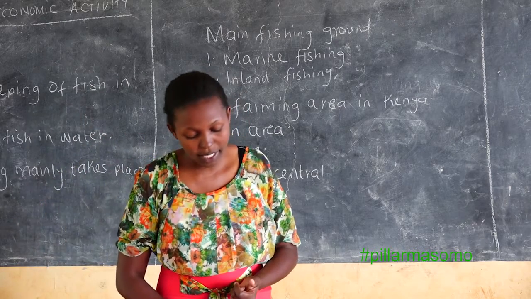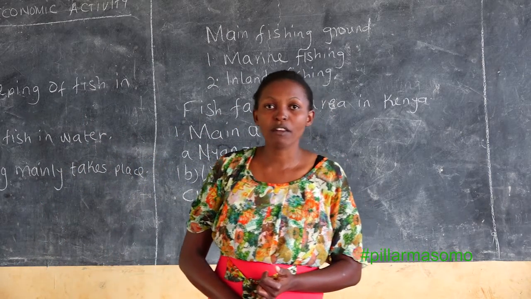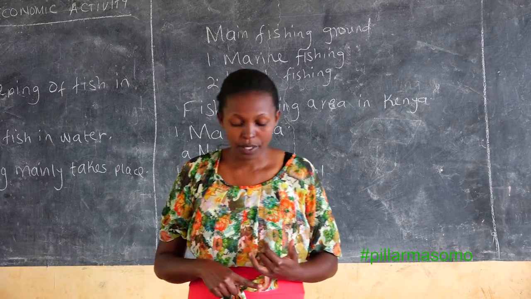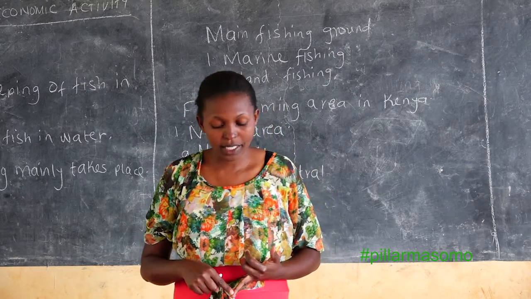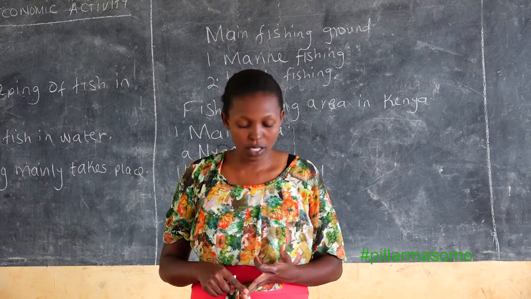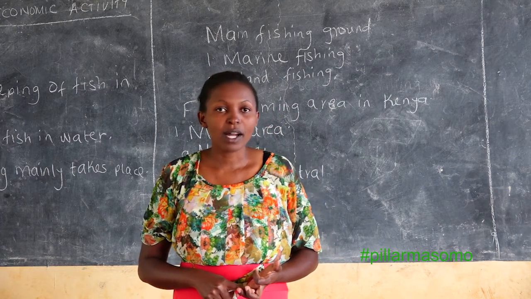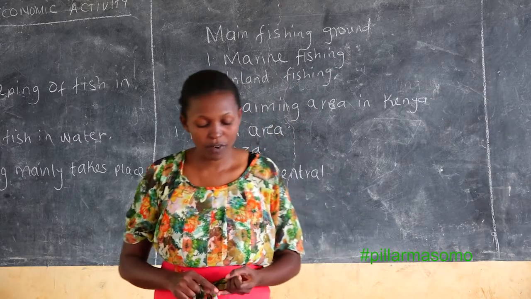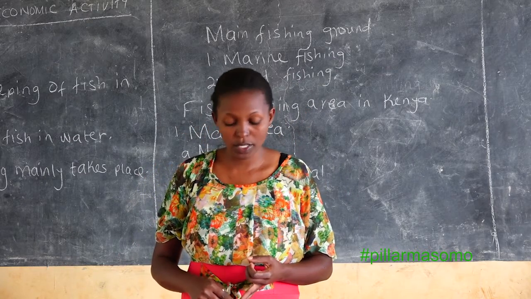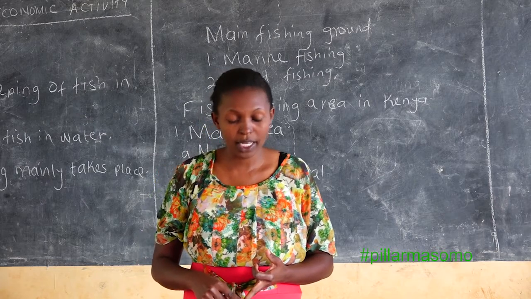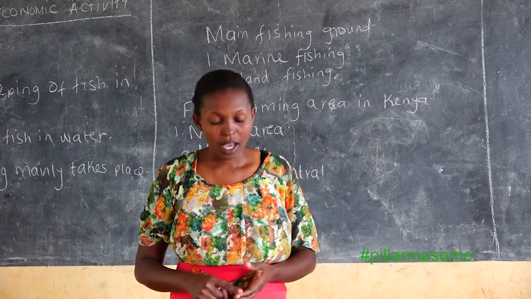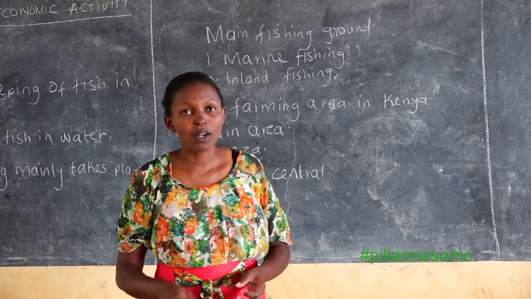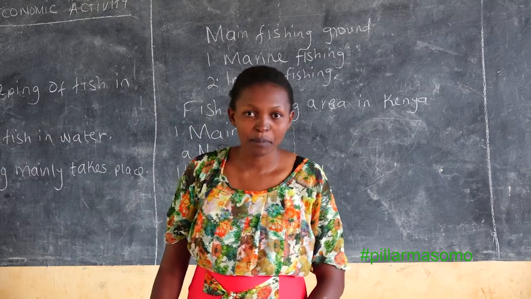So we have discussed the main areas where fish farming is done: the first one is Nyanza, then Western Central, and then the Coast province. The specific areas include Sagana, Kibos, and the slopes of Mount Kenya. We have Homa Bay, and then we also have Chapakari, Baburi, and Alubada.